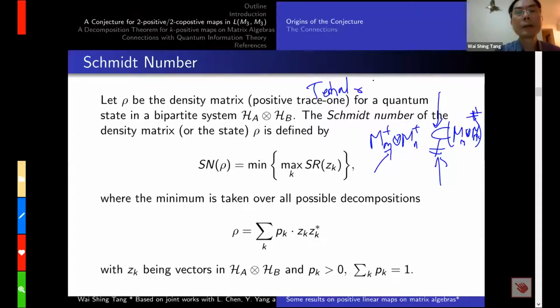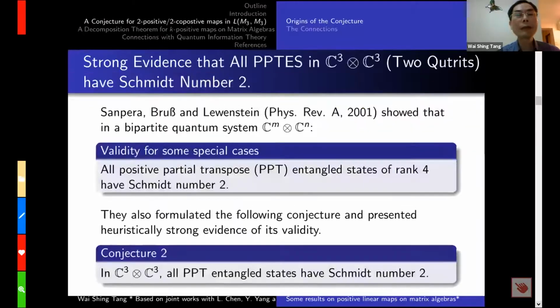Terhal and Horodecki, about 20 years ago, introduced this concept called Schmidt number, which gives a better description of those things in between. I don't want to go into the detail here because of lack of time. Some other authors then have this consideration when they consider the bipartite quantum system C^m tensor C^n, so correspondingly as matrices or states, it is Mn tensor Mn.